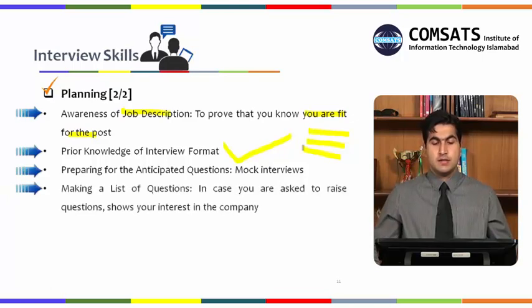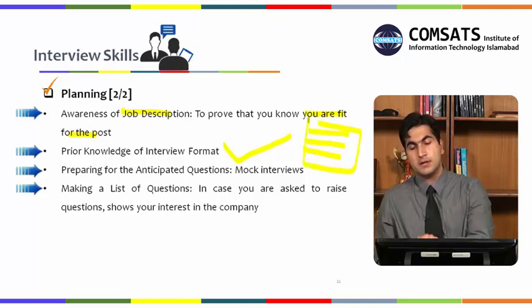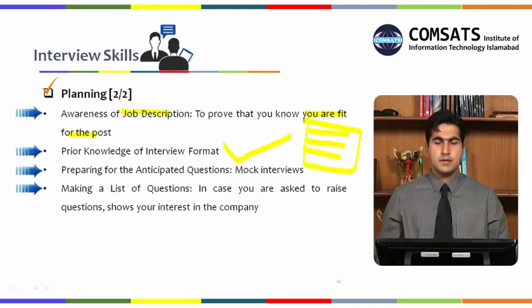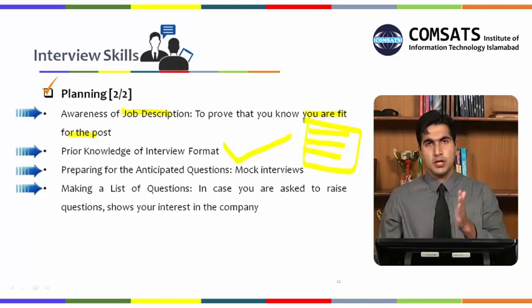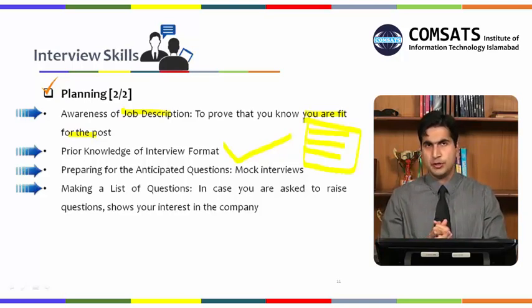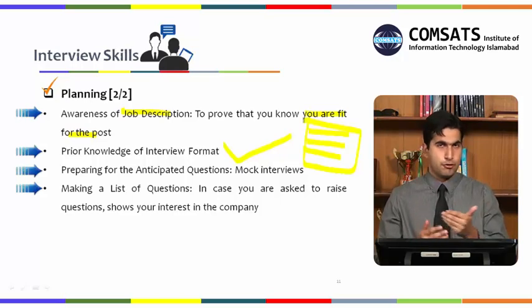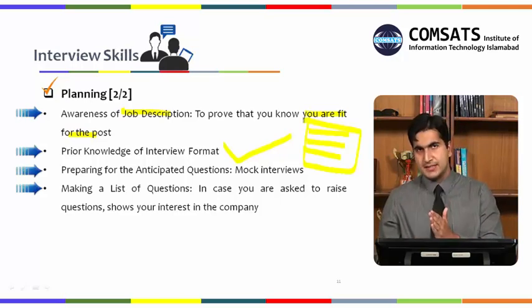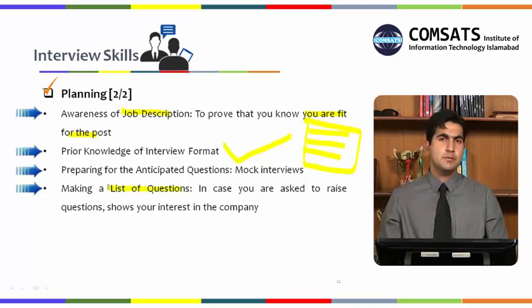Making a list of questions. In case you are asked to raise questions, show your interest in the company. So you need to have this list of questions, and this list of questions will on one hand help the interviewer to have this interview, this mock interview. Of course it will be a friend who is going to interview you at the very beginning for your practice. But in addition to this list, you should also make a list of those questions which will be asked by you at the end of the interview.